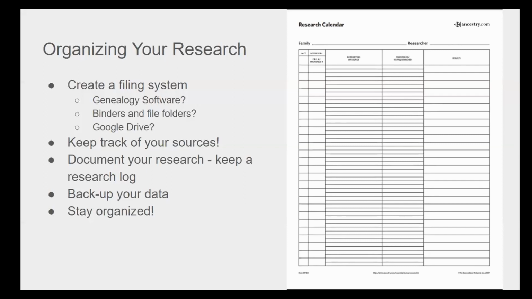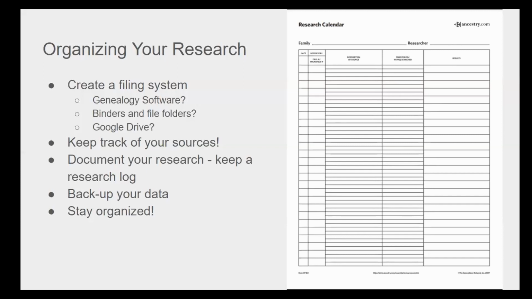So we mentioned citations and keeping the source information along with the records. And along with this, maintaining a research log can be helpful. So there's one there at the right, and a number of free research logs are available to download online, including the one here, which is from Ancestry. On the research calendar's header, you can jot down the name of the person or the family that you're researching.